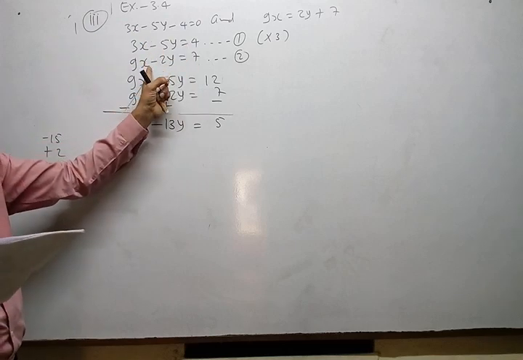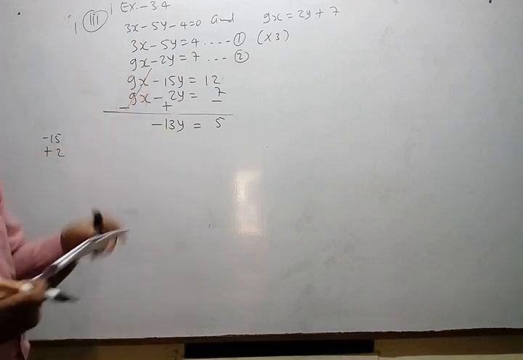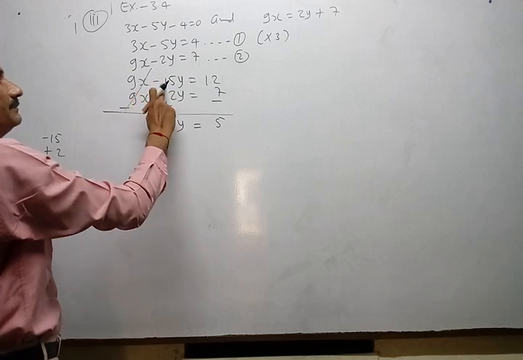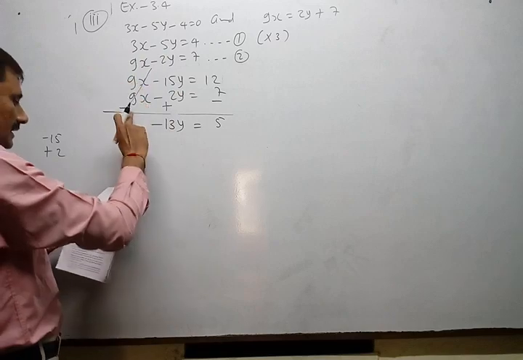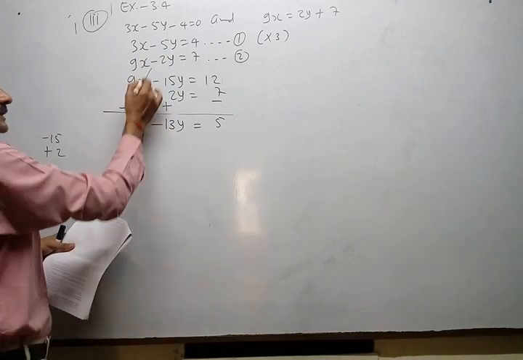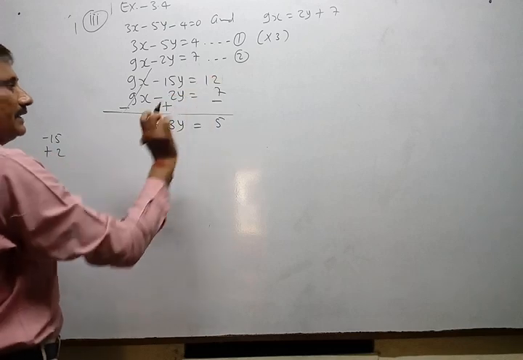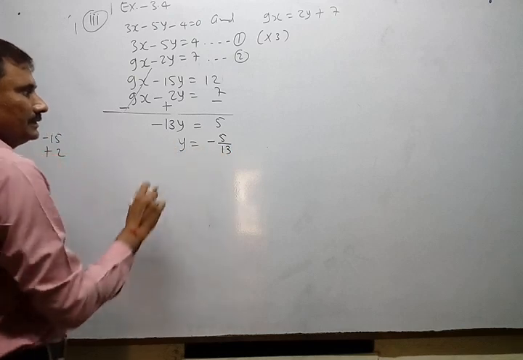Then here 9x minus 2y equal to 7. I multiply first by 3. So 3 3s are 9, 5 3s are 15 and 4 3s are 12. Second as it is. This is eliminated. Minus 5 plus 2 minus 13. 12 minus 7, 5. So y equal to minus 5 upon 13.